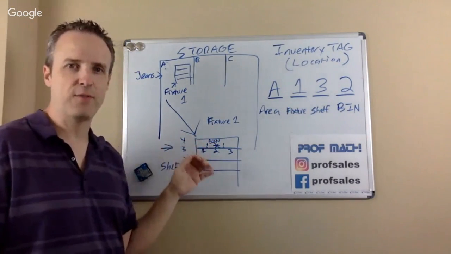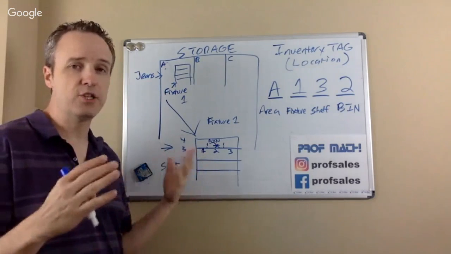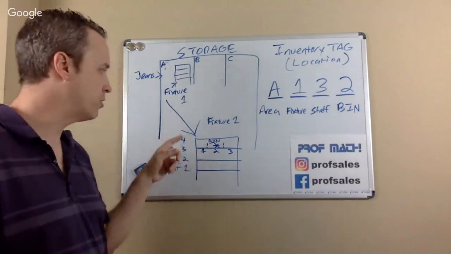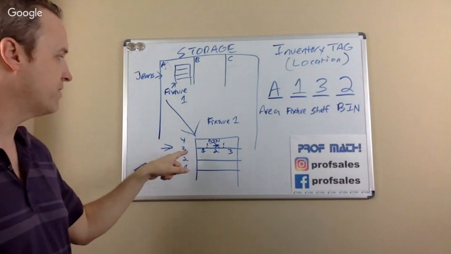And by the way, bin doesn't have to be a physical thing. It could be just a location on that. And Karin will talk a little bit more about that. But we're going to say it's in bin number 2.